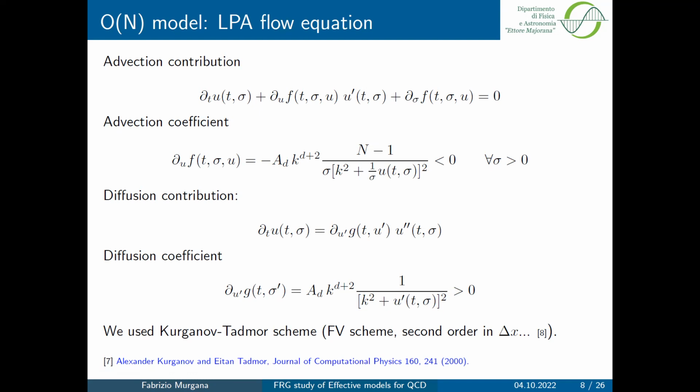So we see that this advection coefficient, if we analyze it, is always smaller than 0. So this indicates towards where the conserved quantity is transported. So this means that if we have a finite minimum, this advection coefficient always tends to restore the symmetry, because it always goes towards smaller values of sigma.